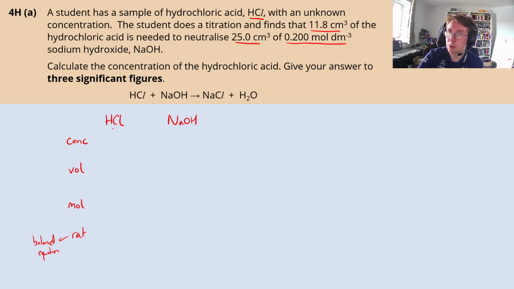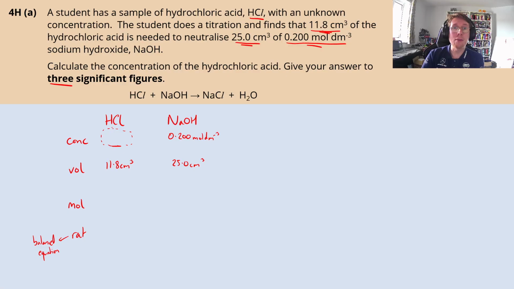So the concentration of HCl, I don't know this. That's what I'm trying to figure out. I'm told here that I've got a volume of 11.8 cm³ of hydrochloric acid, so I'm just going to write 11.8 cm³ next to the volume. And I'm told that we've used 25.0 cm³ of NaOH, sodium hydroxide, and that the concentration of the sodium hydroxide is 0.200 moles per decimeter cubed. So I want to find this value. I need to give my answer to three significant figures. There's all the information I have.